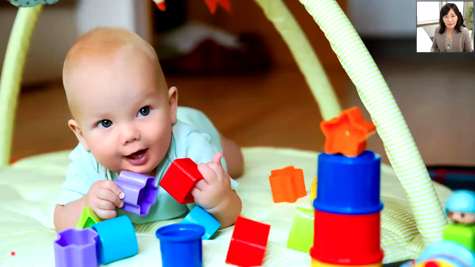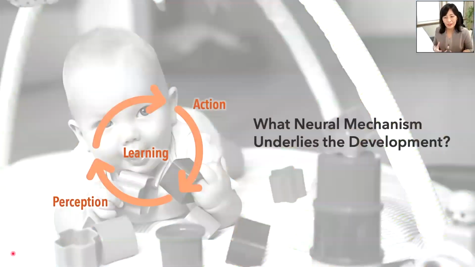We know from developmental studies that human children acquire various cognitive abilities in the first few years of life. Here, their perception, action, and learning are closely interlinked to drive the cognitive development. Here, the open question is, what neural mechanism underlies the cognitive development? Is there a unified principle for accounting for the continuity and also the diversity in the development?